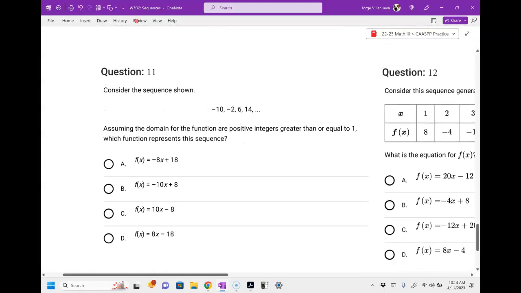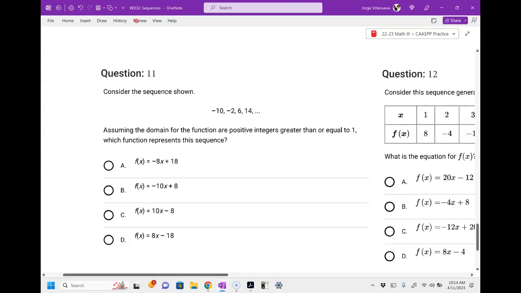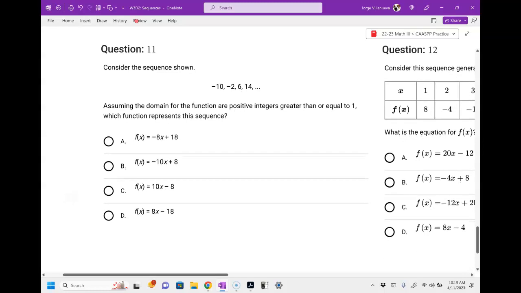11 and 12. Okay? So consider this sequence: -10, -2, 6, and 14. Assuming the domain for the functions are positive integers greater than or equal to 1. In other words, start with 1, 2, 3, 4, 5. Which function makes sense? So let me give you guys a minute or so. Try to figure out which one you think is the right one.